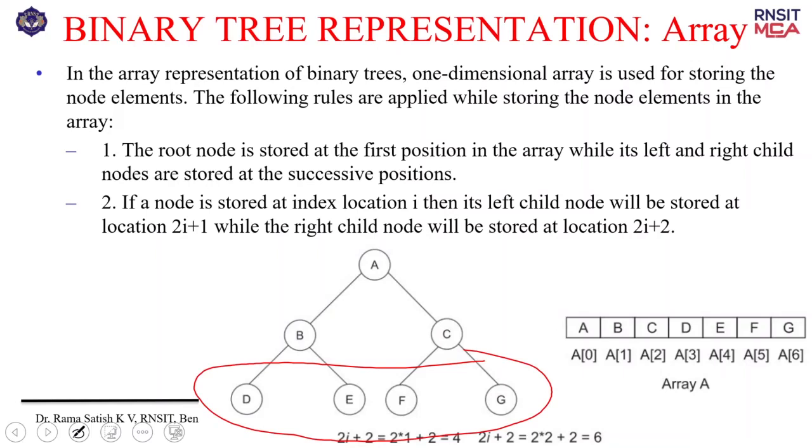What is that formula? If you want to store the left child, you have to use this formula, 2i plus 1. What is i? i is the index location of the parent. So for a left child, you have to follow 2i plus 1. For the right child, you have to follow this formula, 2i plus 2. What is i? i is the index position of the parent.